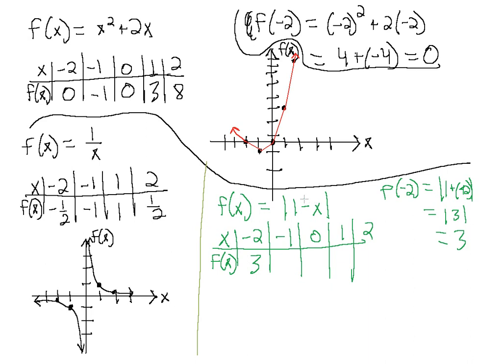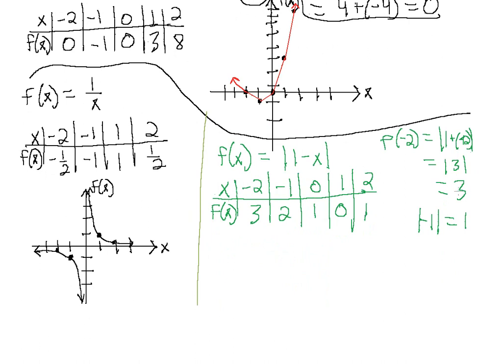f of minus 1: 1 minus a negative 1, we can cancel the negative sign, so 1 plus 1 equals 2. Absolute value of 2 is just 2. f of 0 is simply the absolute value of 1, which is 1. f of 1 is 1 minus 1, which is 0. The absolute value of 0 is just 0. It's neither positive nor negative. And f of 2 gives us 1 minus 2, which is minus 1. Whenever we take the absolute value of minus 1, it turns it into a positive. So we have a positive 1 for f of 2.